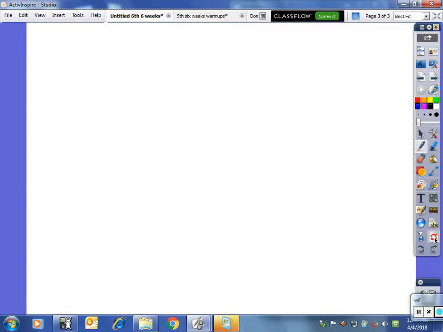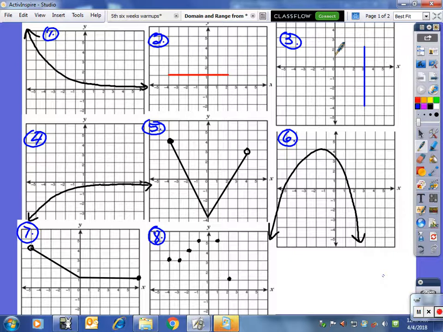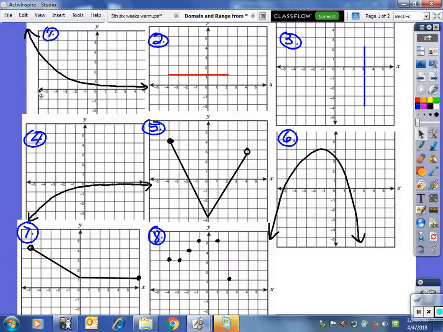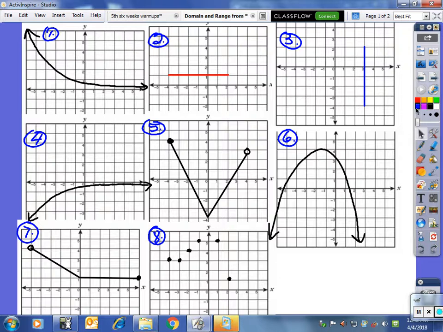Okay, another thing that second period brought up is domain and range. Let's look at number 1. This is an exponential function, which we'll be talking about in detail tomorrow. A vocabulary word you've got to know: asymptote. That's the line that it gets really close to, but never touches, never crosses. That happens on every exponential function. Keep that in mind, because that will help you with range.